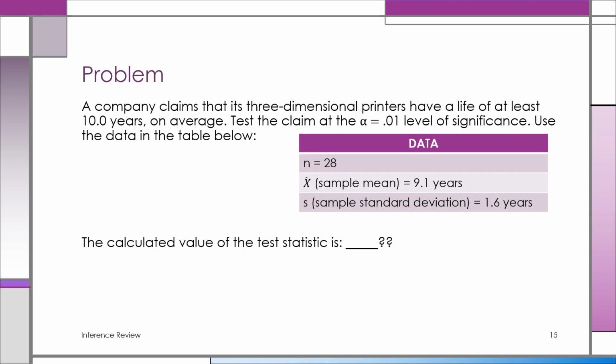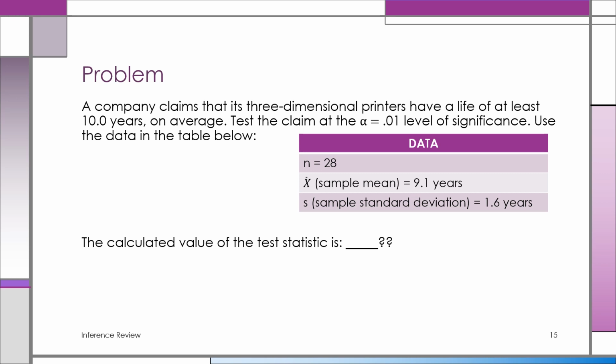This problem, a company makes a claim. Claims are always about a parameter, a population parameter. The claim here is that their three-dimensional printers have a life of at least 10 years on average, at least 10 years. We're going to test the claim at the 0.01 level of significance. That's called alpha, the alpha error. You can also call it level of significance, at 0.01.